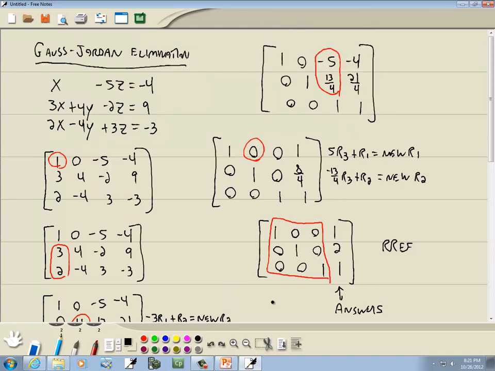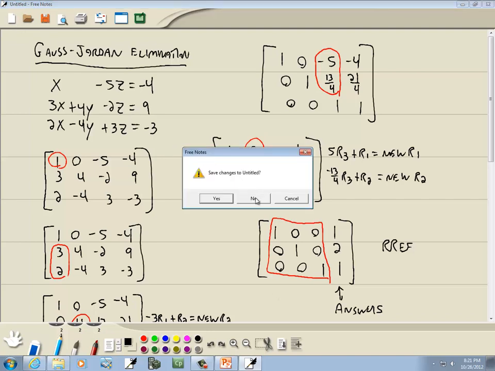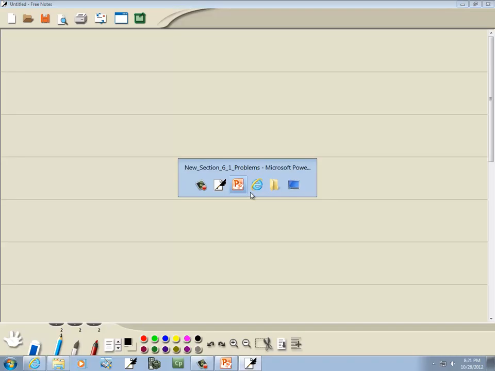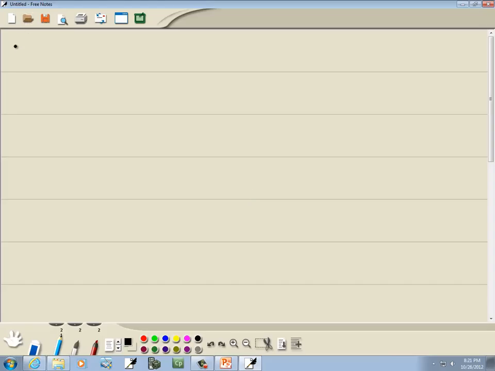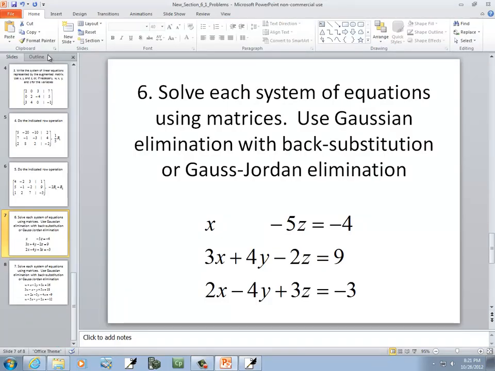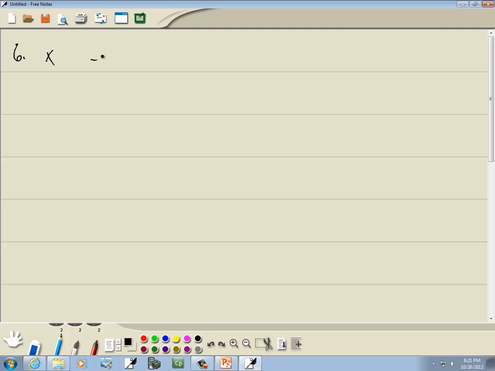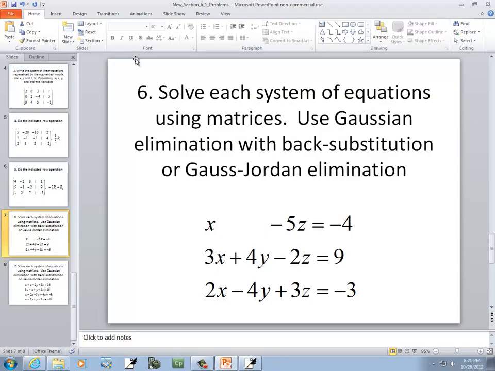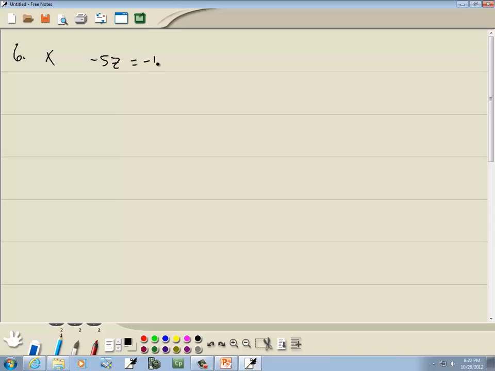Okay, that's Gauss-Jordan elimination. Let's look at the calculator. Probably the easiest way. So we write down the problem again. I didn't have any problem with this one earlier. This one went real easy. It's the next one I screwed up on with the sign.